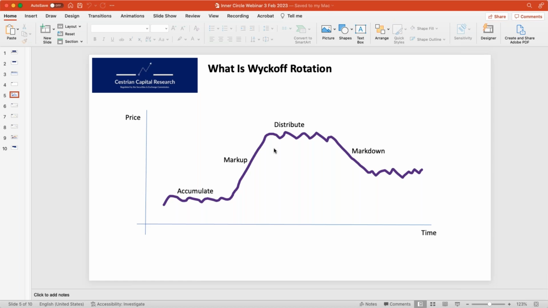And who are you selling to? You're selling to people who think that they're buying the dip. They're not buying the dip, they're buying the top, but they think they're buying the dip. So that will be retail, it'll be badly managed funds. You are selling to people who are less good at stock market operations than you are.